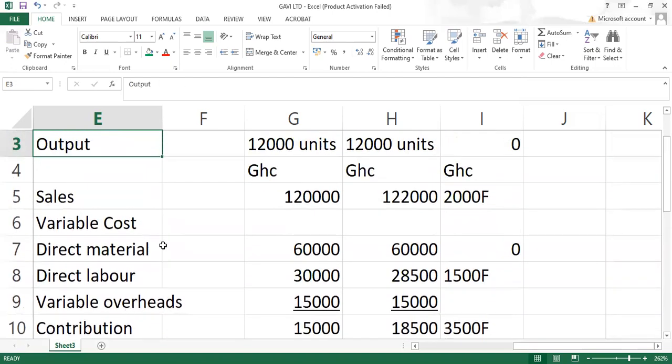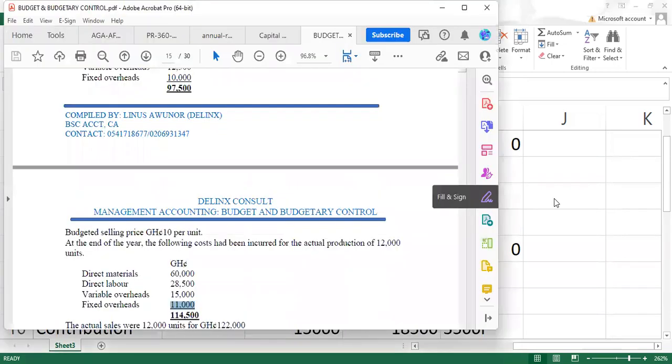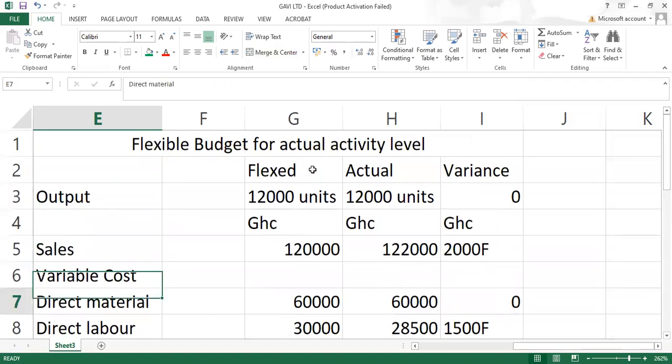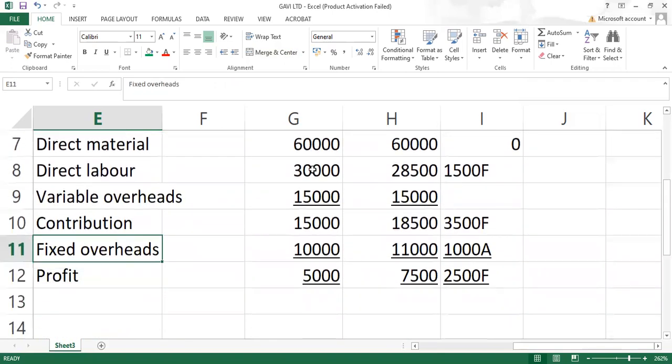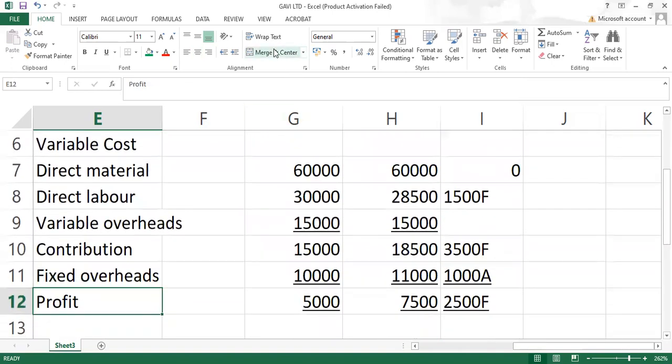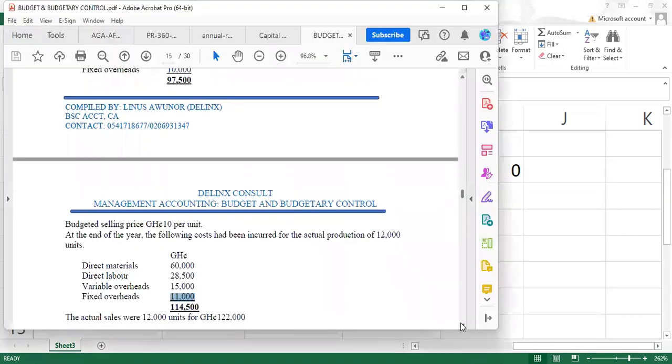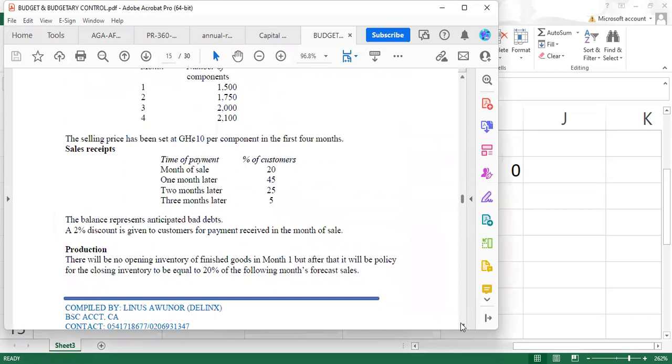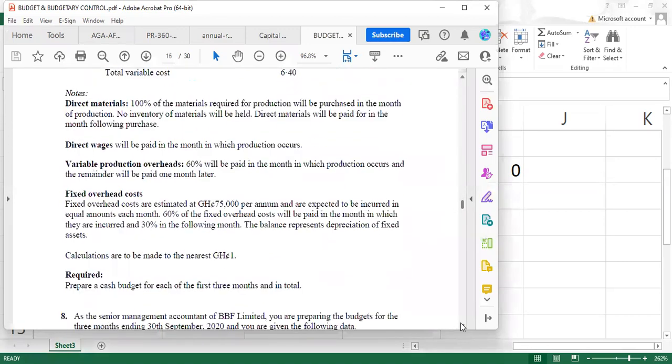Are you okay? All right. We are done with the first one. Do you understand how we calculate the cost for the flex budget? Are we okay with that? Are we all okay? Yes. Okay. Let's look at another question, then we see what we can do.